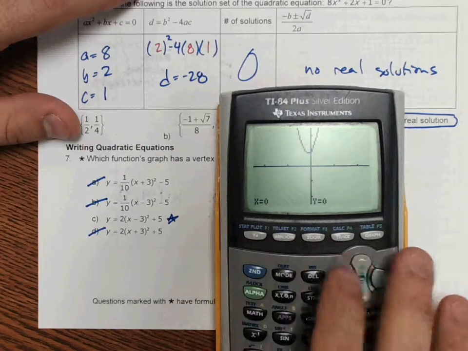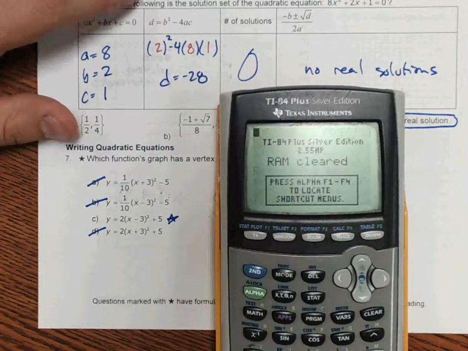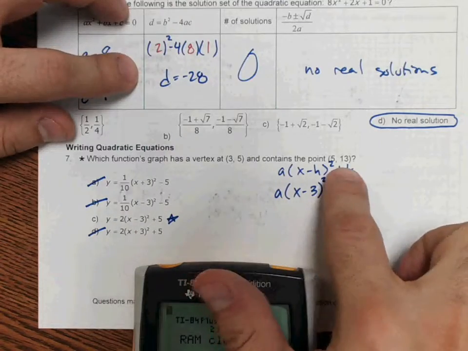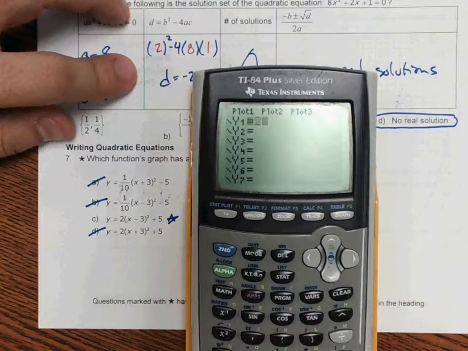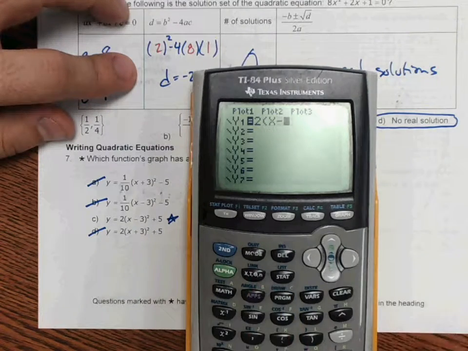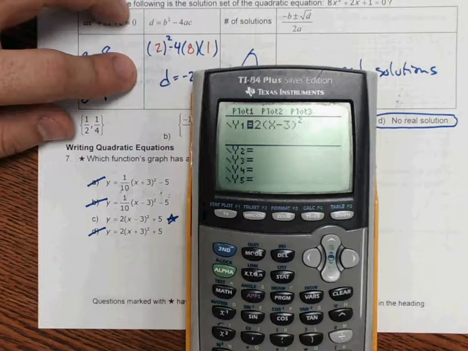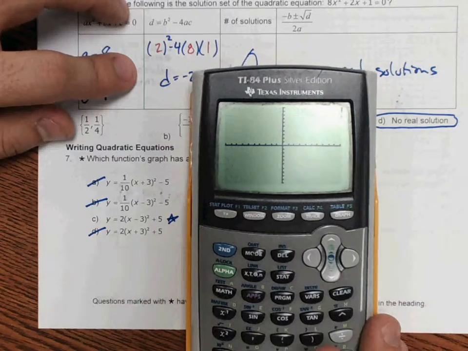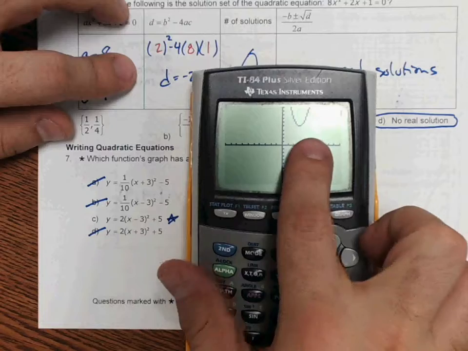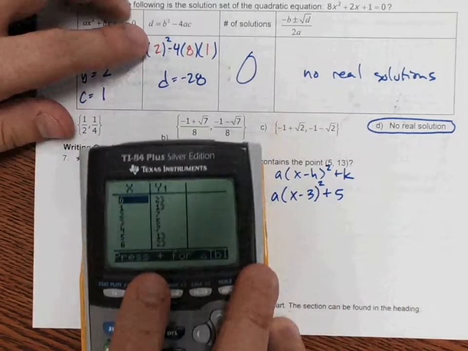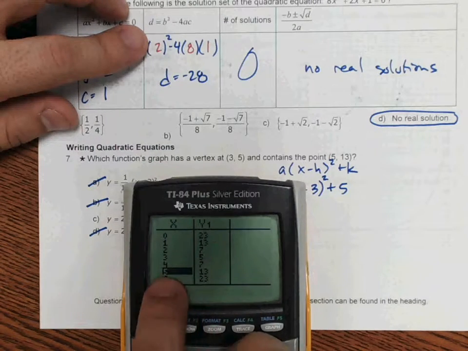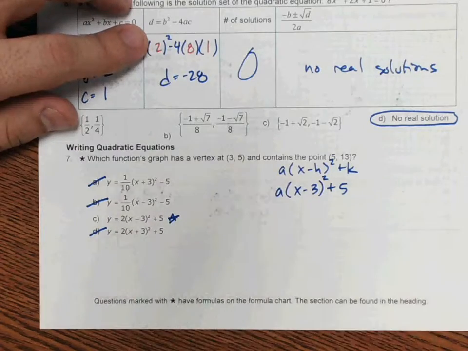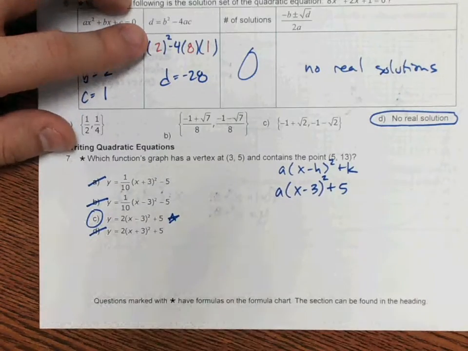If I plug this in, I should be able to find at least these 2 points in the table, which is what I'm going to do first. Okay, so let me go ahead and plug this in. It's 2 parentheses x minus 3 squared plus 5. Now if I look at this, okay, here's my graph. I'm going to go to my table. I'm going to look for these 2 points, 3, 5 and then 5, 13. This is the only graph that will do that. C is the correct answer.